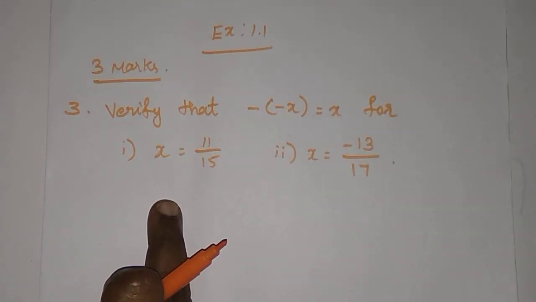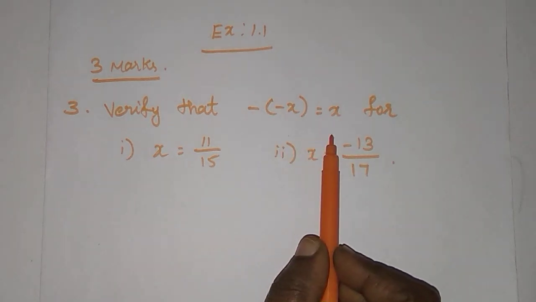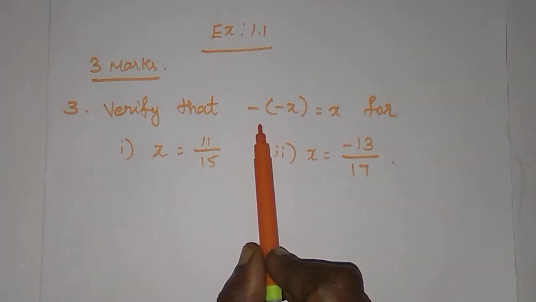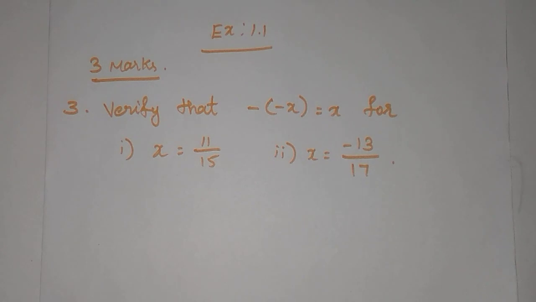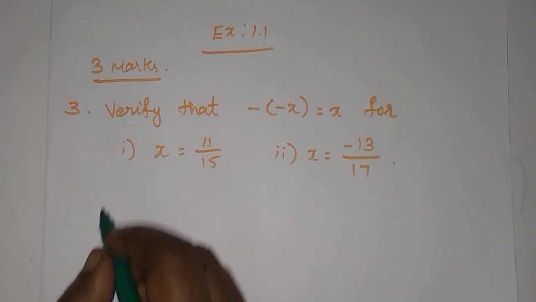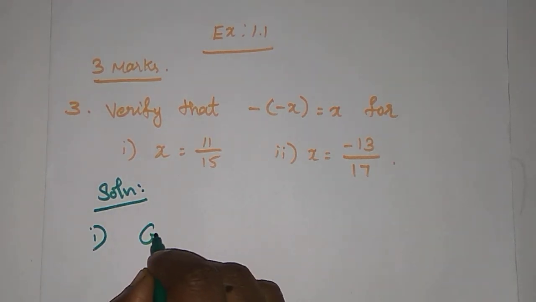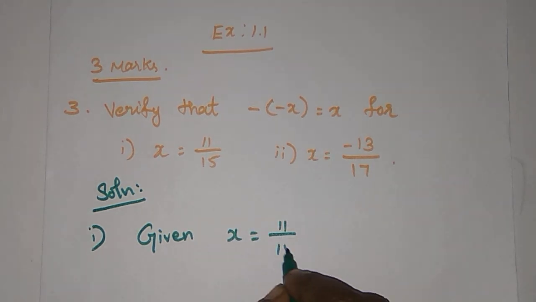We substitute the value of x in the equation minus of minus x equal to x. We want to verify that minus of minus x is the left hand side, and the right hand side is x. We want to verify that both values are equal. Now the first one, given value x equal to 11 by 15.